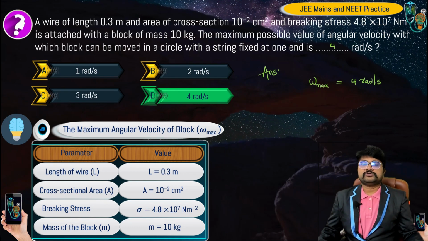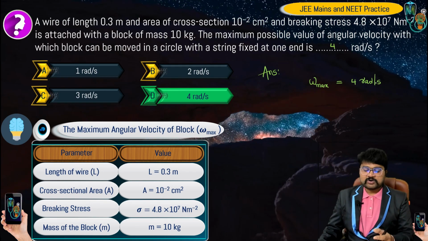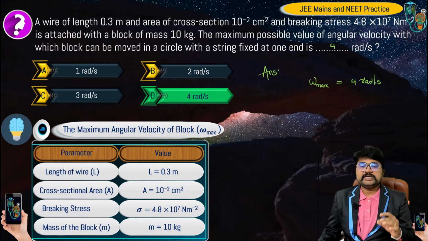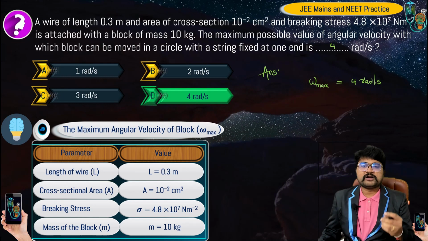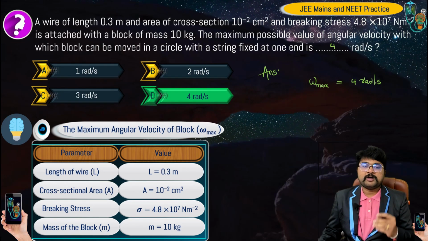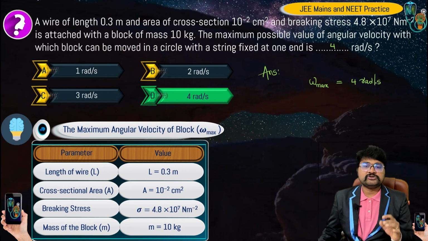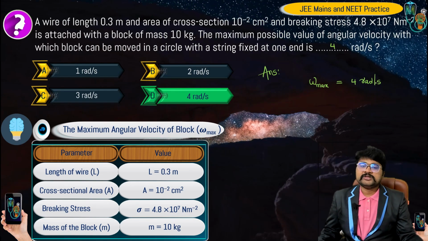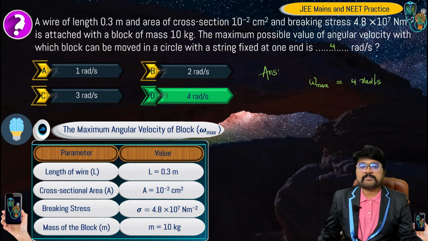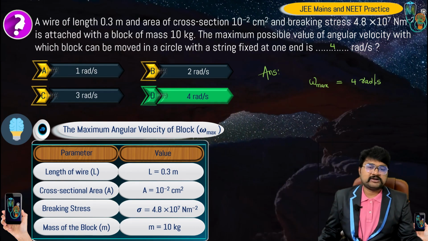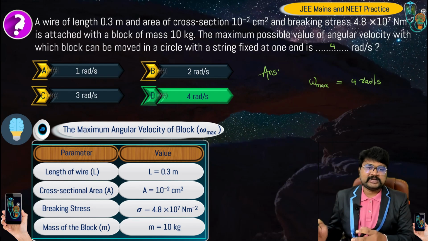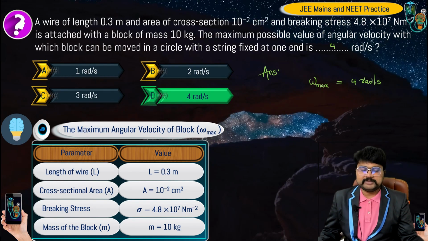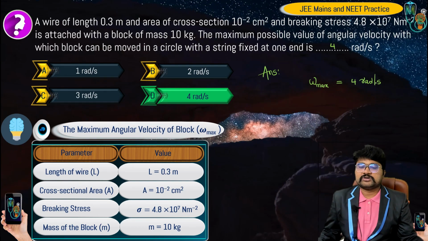This is the way to solve this problem. We have drawn the free body diagram for the body, then applied D'Alembert's principle in order to get the expression for the maximum tension induced in the string at the maximum angular velocity condition. Then we have taken the definition of breaking stress. After that, we substituted the complete given data. Then we calculated the maximum angular velocity of the body.